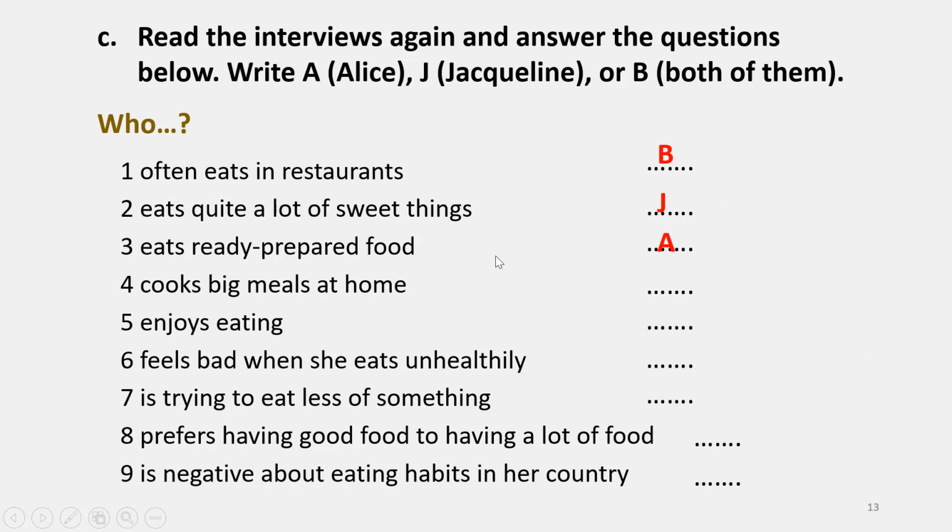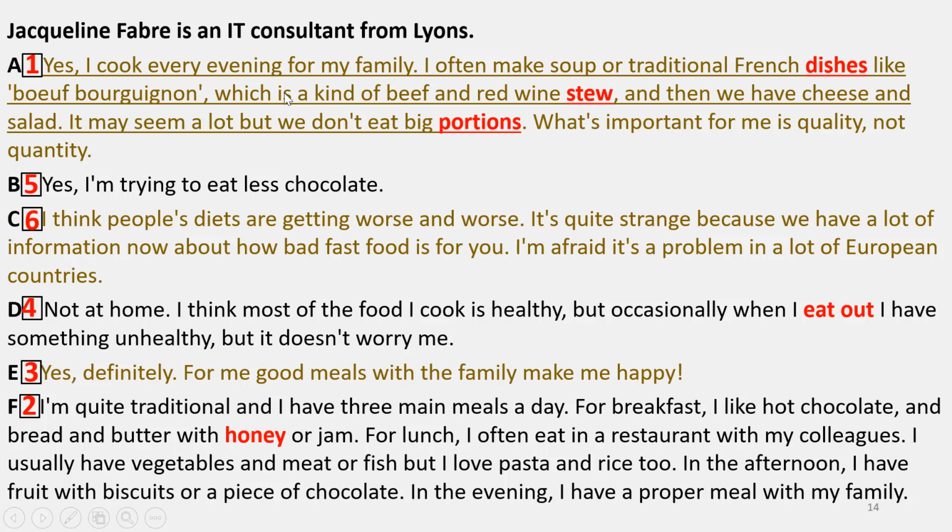Okay. And for the next statement, let's see. Cooks big meals at home. It is Jacqueline, right? Let's see the underlined sentences. Jacqueline says, yes, I cook every evening for my family. I often make soup or traditional French dishes like bourguignon, which is a kind of beef and red wine stew, and then we have cheese and a salad. It might seem a lot, but we don't eat a big portion. What's important for me is quality, not quantity, right?